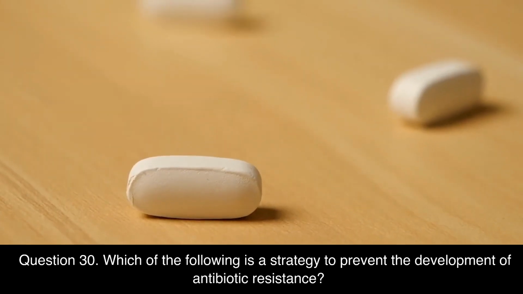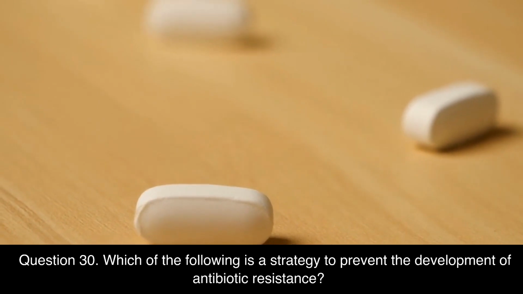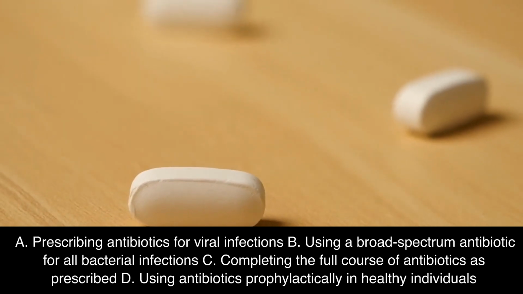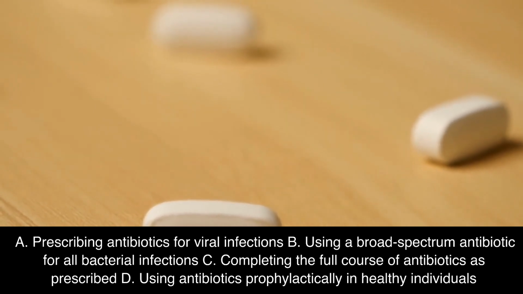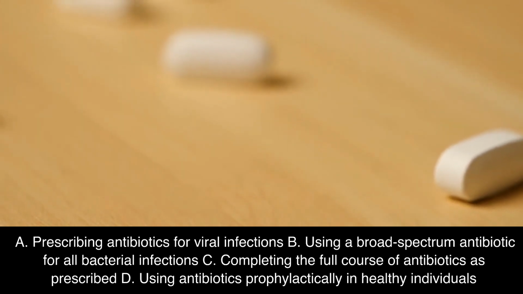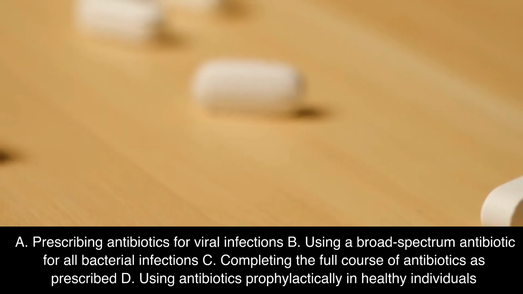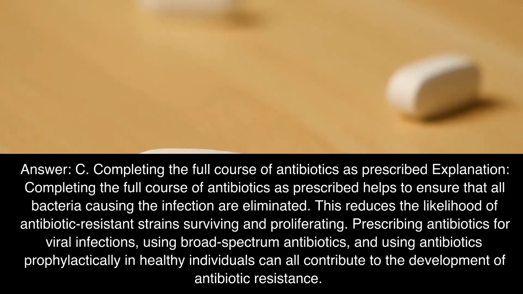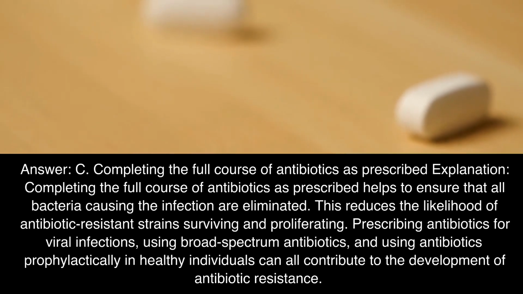Question 30. Which of the following is a strategy to prevent the development of antibiotic resistance? A. Prescribing antibiotics for viral infections. B. Using a broad-spectrum antibiotic for all bacterial infections. C. Completing the full course of antibiotics as prescribed. D. Using antibiotics prophylactically in healthy individuals. Answer: C. Completing the full course of antibiotics as prescribed.